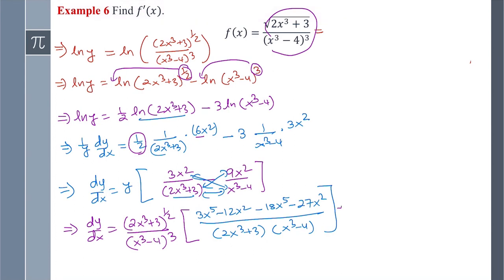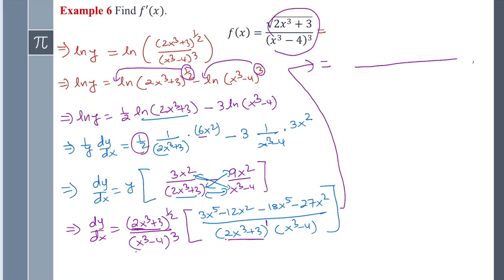Now this equals, so now we can do a couple of things here. We have (2x³ + 3)^(1/2) and 2x³ + 3 here, whose power is 1. Before that, let's combine this one: (x³ − 4)³ times (x³ − 4) is (x³ − 4)⁴. And when we combine these two, this is on the top, this is on the bottom, so it's 1 minus 1/2, which gives us (2x³ + 3)^(1/2).